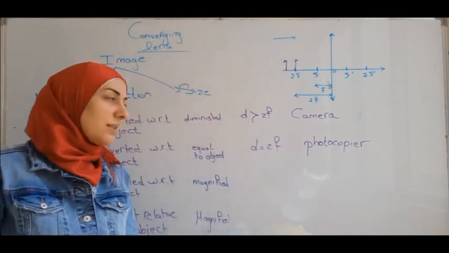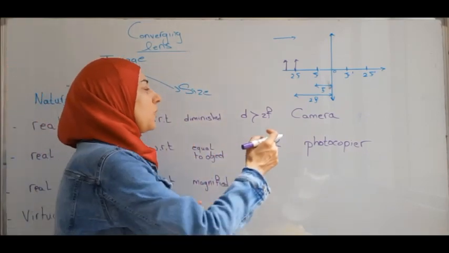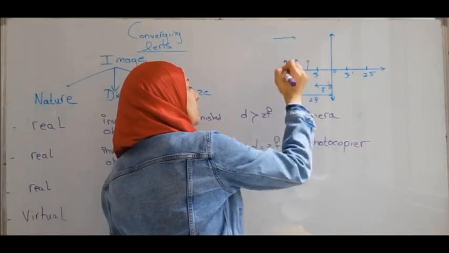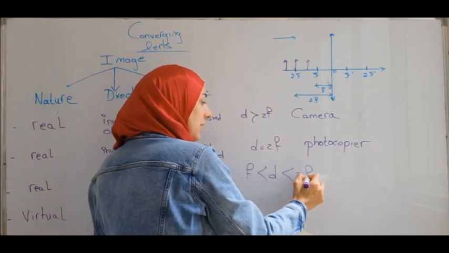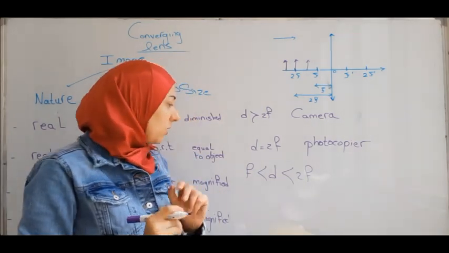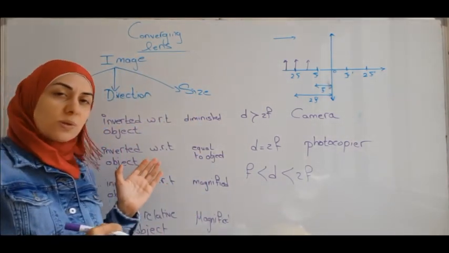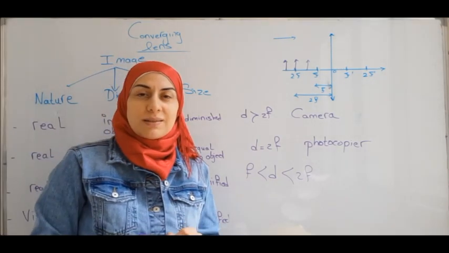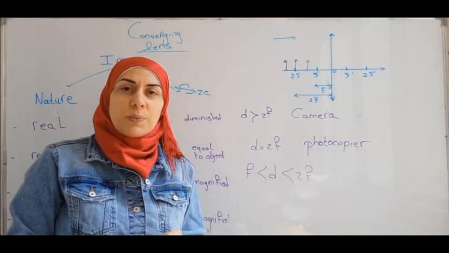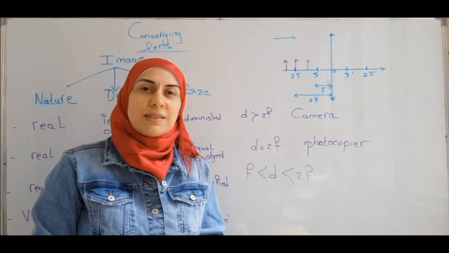And the third case, if you place the object between f and 2f, here for example, so with a distance greater than the focal length but still less than 2f, then you obtain a real image which is also inverted with respect to the object, but in this case it is magnified. An example of this case is the LCD projector.